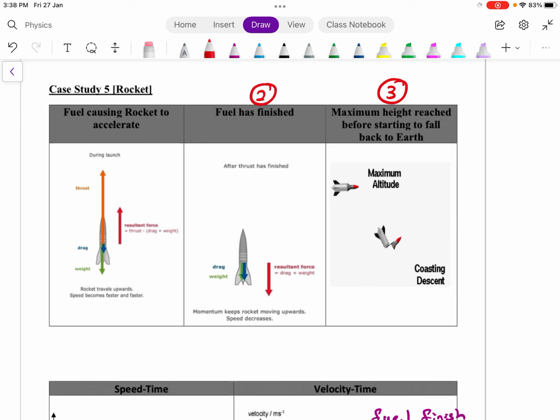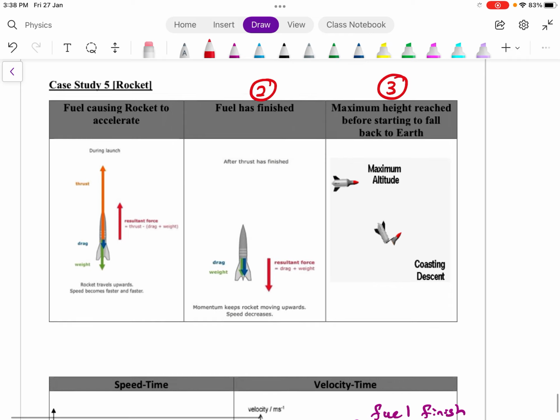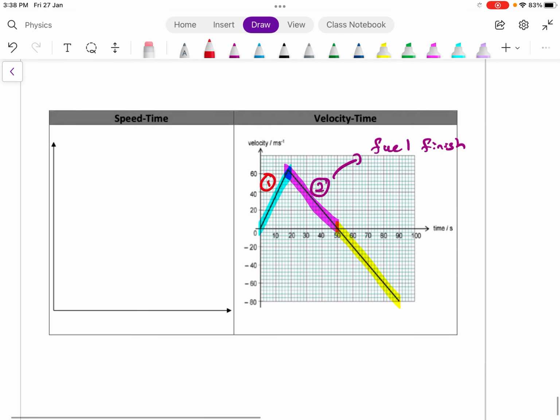So what is happening here? Before we talk about the motion, let's take a look at this velocity time graph first. Okay, for the velocity time graph, the first part of the journey is where your velocity increases at a constant rate. So this first part is where you are using your fuel.